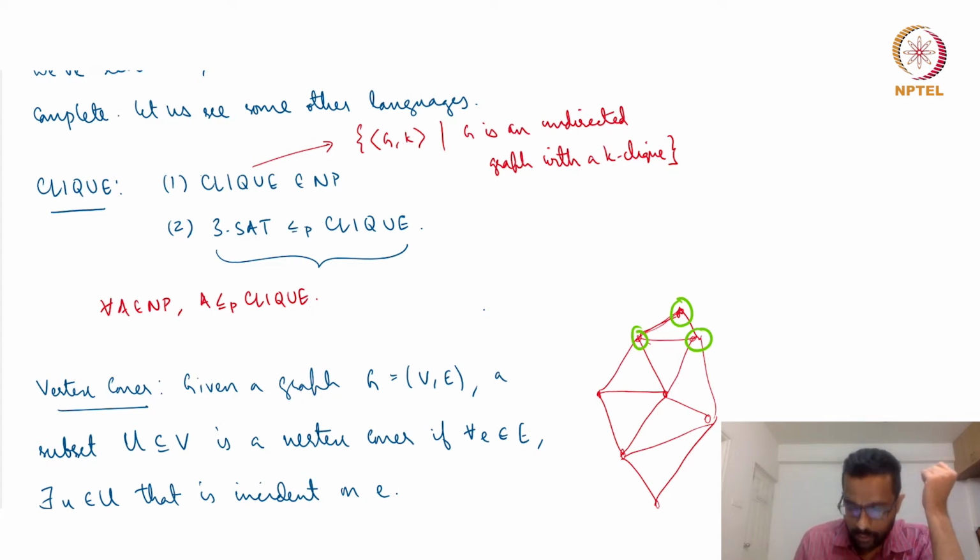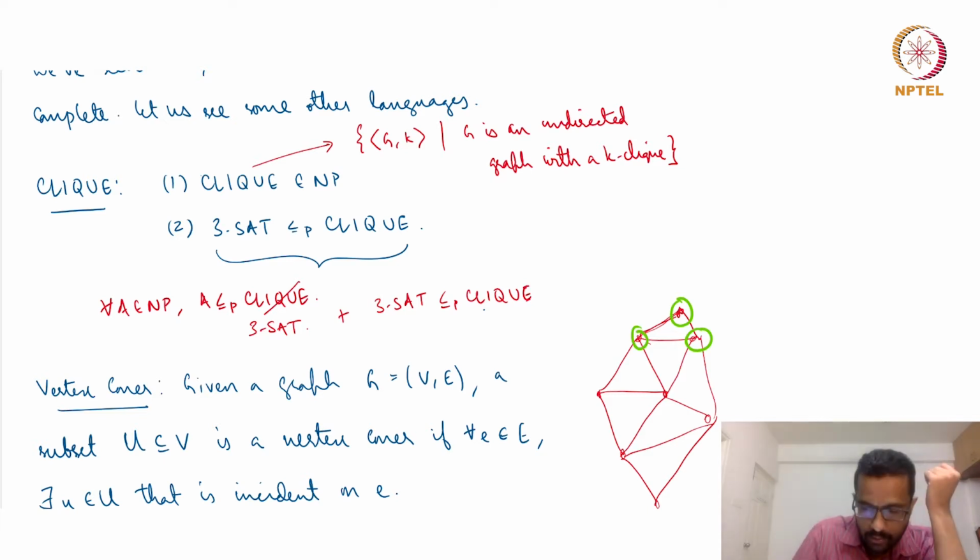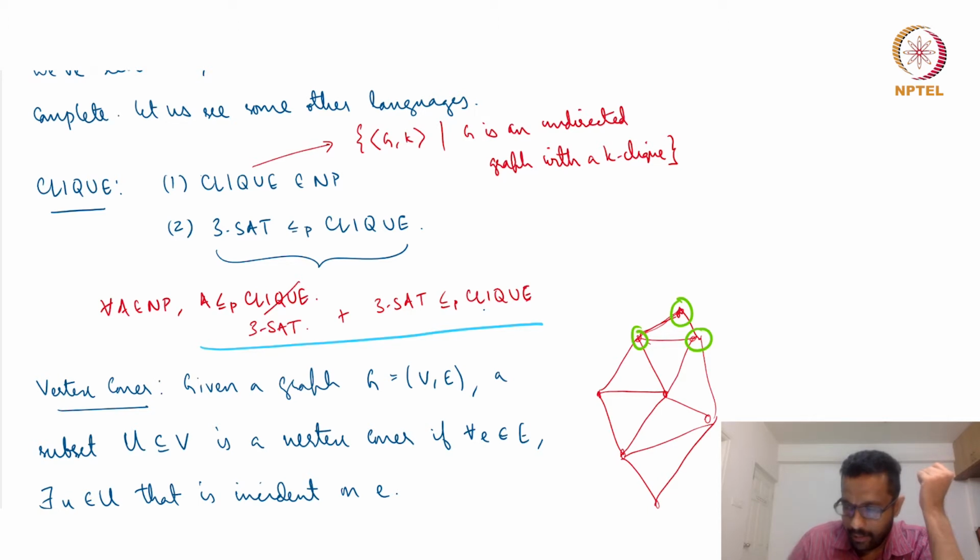We already know that for all A in NP, A reduces to 3-SAT. And then we know that 3-SAT reduces to CLIQUE in polynomial time. I have not proved this in class, but it should be possible for you to calculate and verify that these two together, A reduces to 3-SAT and 3-SAT reduces to CLIQUE, imply that A reduces to CLIQUE.